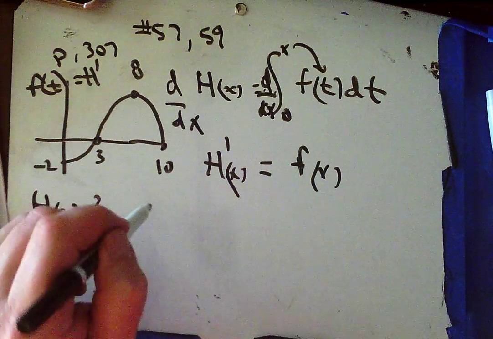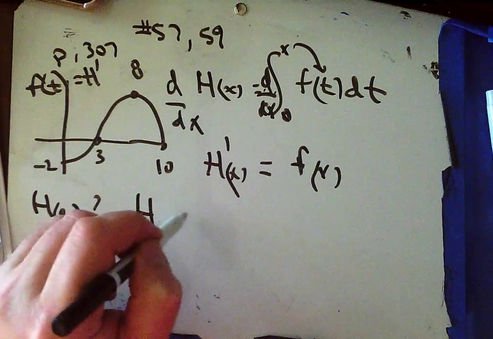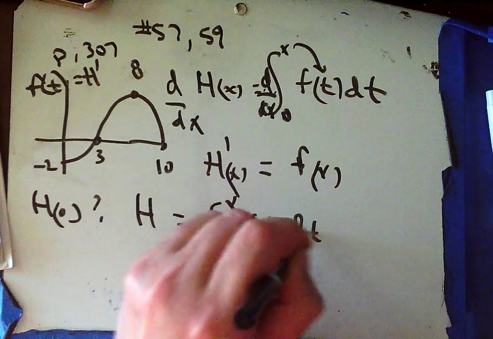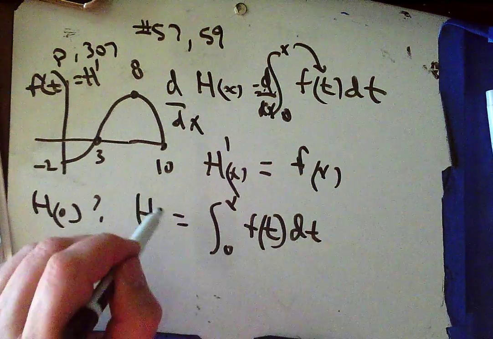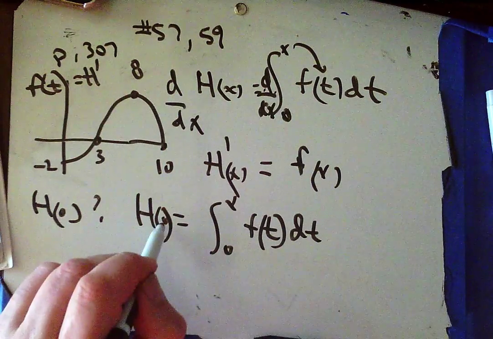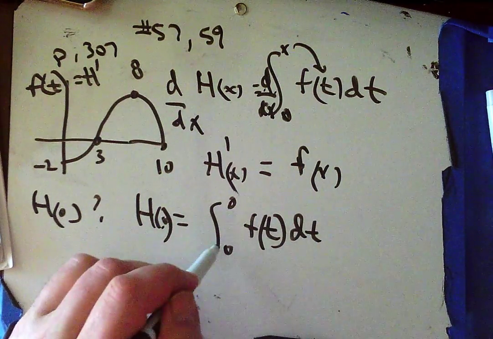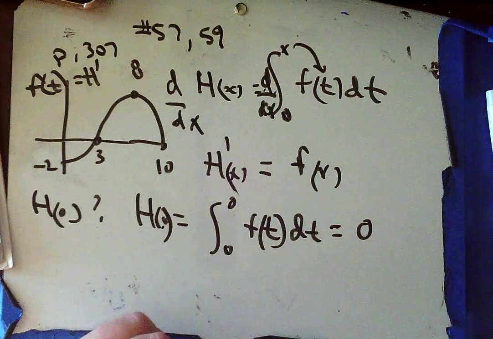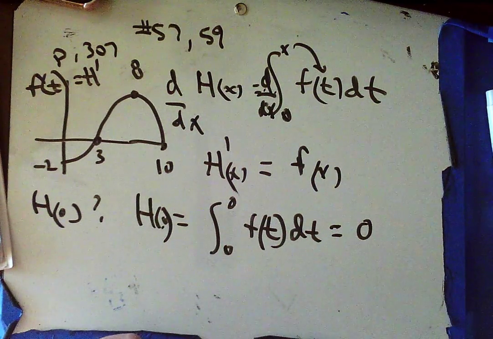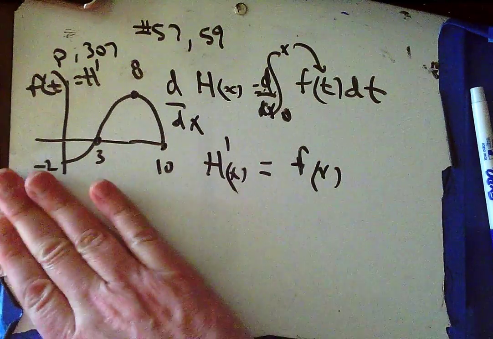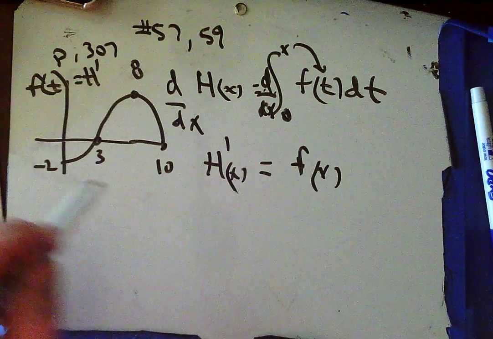Okay, so how is h defined? H is defined as the integral from 0 to x of f of t dt. And we want to know h of 0, which means we're replacing x with 0. Oh look, the integral from 0 to 0. We know the integral from 0 to 0 is 0. Ta-da! Okay. There's part A.